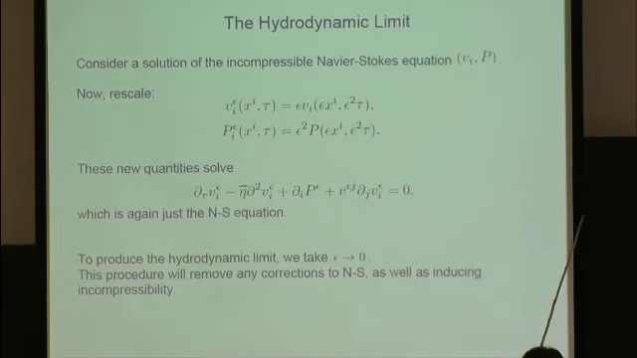To produce the hydrodynamic limit, what we're going to do is take epsilon to 0. A couple of things to notice about that. If you imagine that actually V and P was a solution to Navier-Stokes plus some correction terms, those correction terms will go away as you take this limit where epsilon goes to 0. So this is the particular limit where you start with V and P as some solution to Navier-Stokes plus small corrections, and this limit washes out all of those corrections and induces incompressibility. So you'll find that you get just incompressibility plus the pure Navier-Stokes with nothing left.